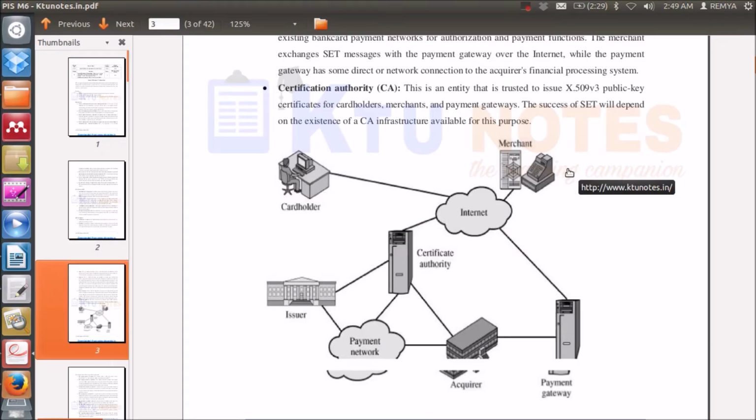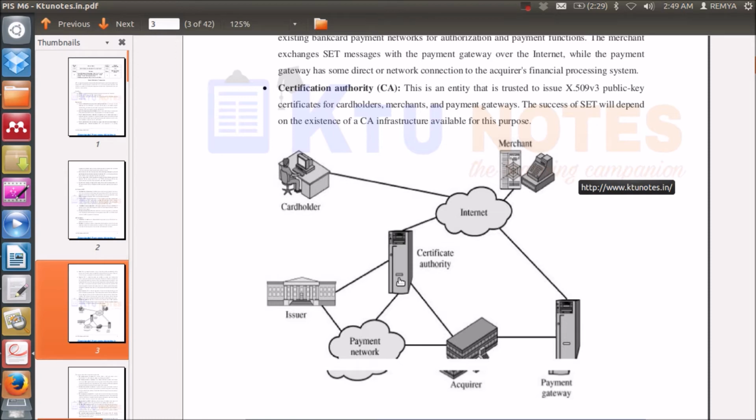These are the participants of secure electronic transaction. First one is the card holder, he is the customer. Here is the merchant, he sells some products via online mode. Both are connected to the internet. Here is the issuer. Issuer is the customer's financial institution, that can be a bank. Acquirer is the merchant's financial institution, which is also a bank.